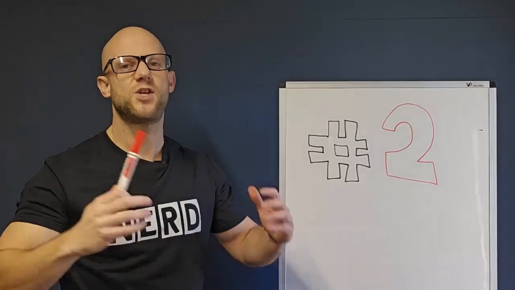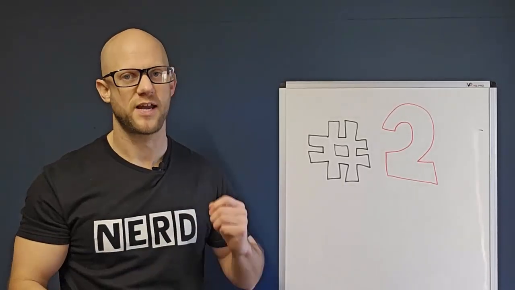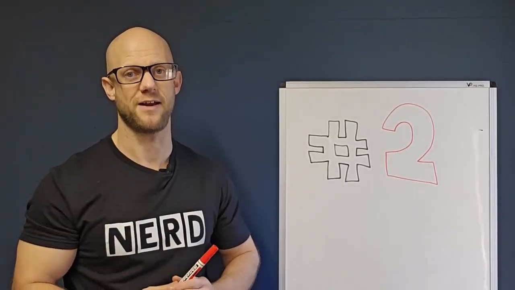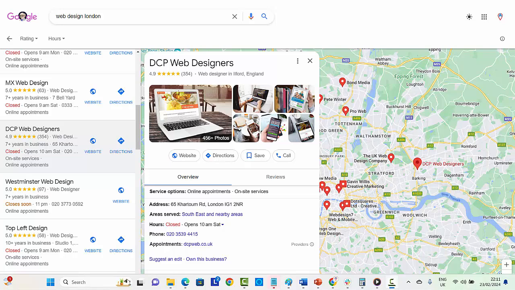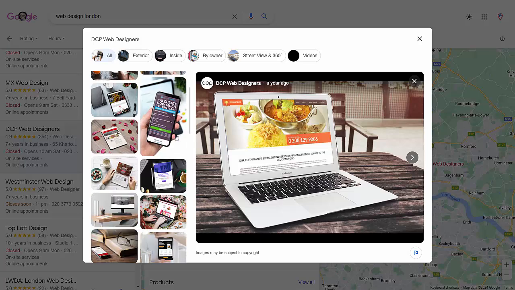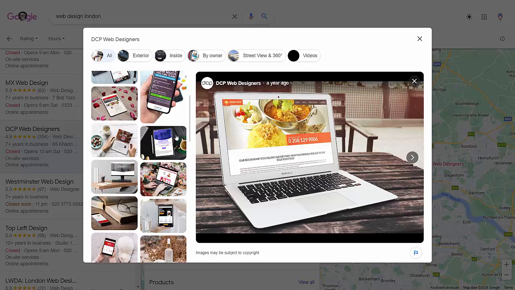Number 2 is to add as much high quality content to your profile as you possibly can. There's so much content you can add to your Google Business Profile. Probably a lot more than you realize. Look at this profile for DCP Web Designers. They've added more than 456 photos that all look amazing. People can click through and view them, and they're all super eye-catching and high quality.